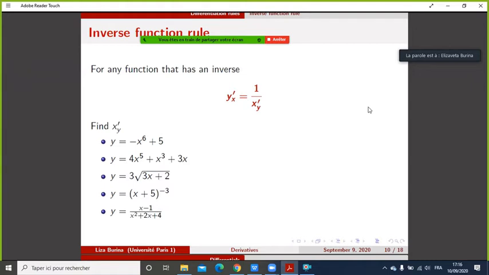So we remember that an inverse function undoes what the function does. And here, for this formula, y prime x equals 1 over x prime y, what does it mean? Well, it means that if I take a derivative of a function, it will be equal to 1 over the derivative of its inverse. So here is exactly where you see and understand where the notation minus 1 power comes from.